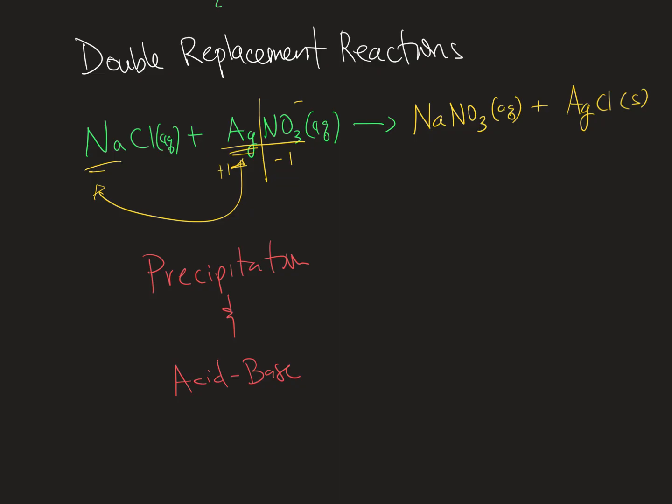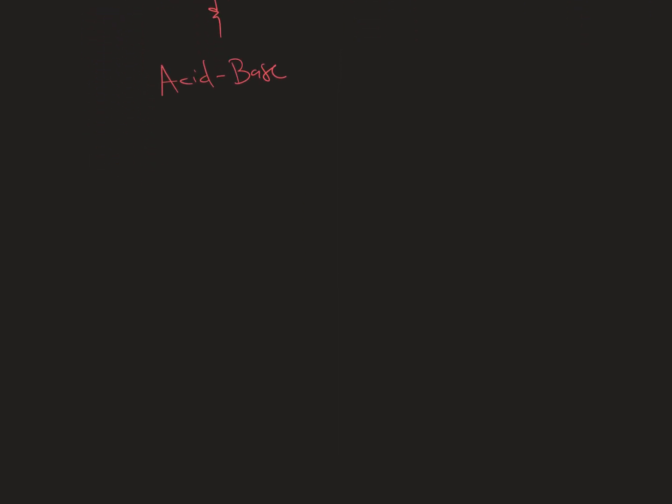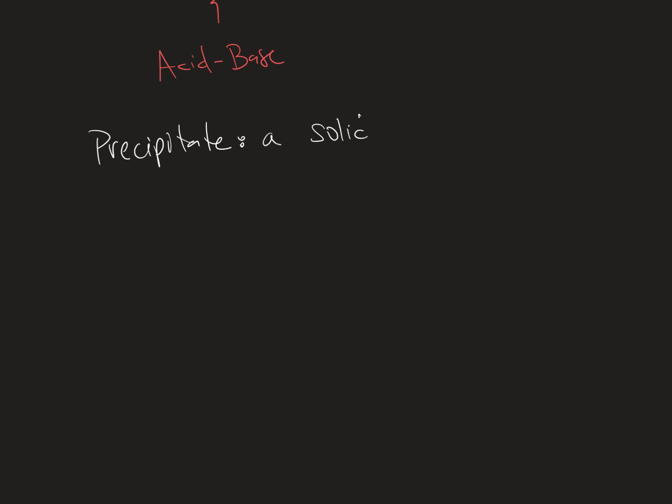All right. So let's write this down. A precipitate is a solid forming from two aqueous solutions.